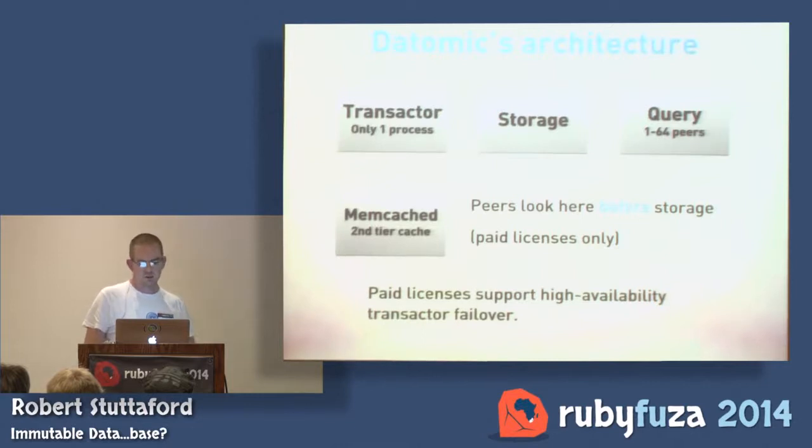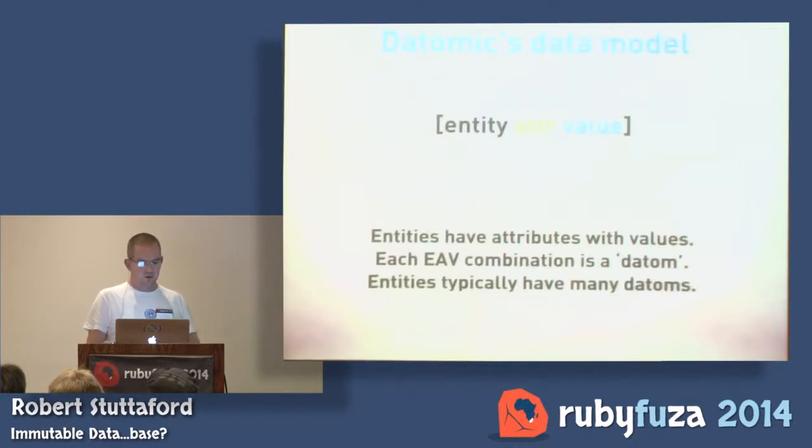And the other thing about paid licenses is that you can have a high availability failover pair for your transactor, which is quite important if you want to ensure you stay up all the time. Okay, so that was the architecture and how it's been broken up.